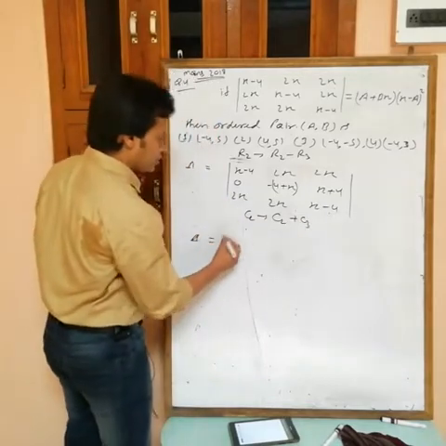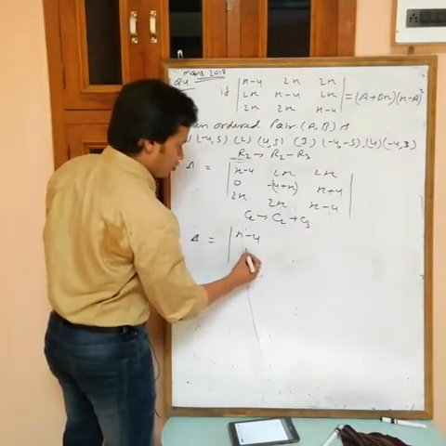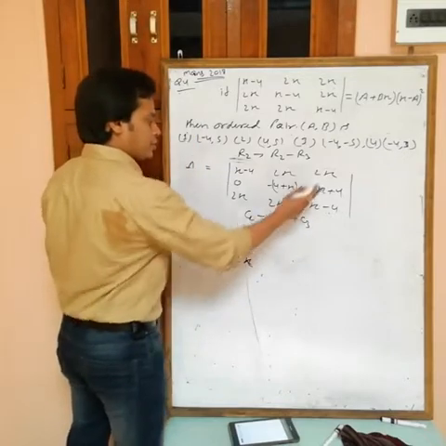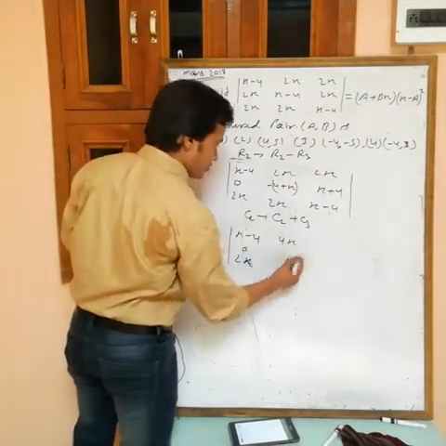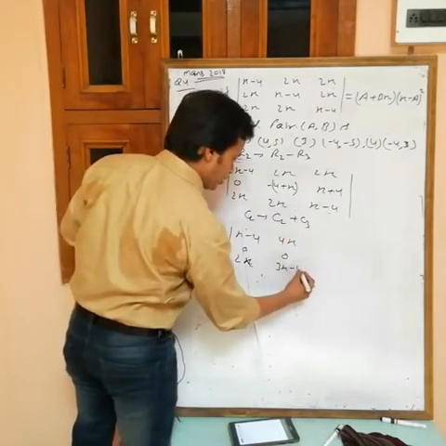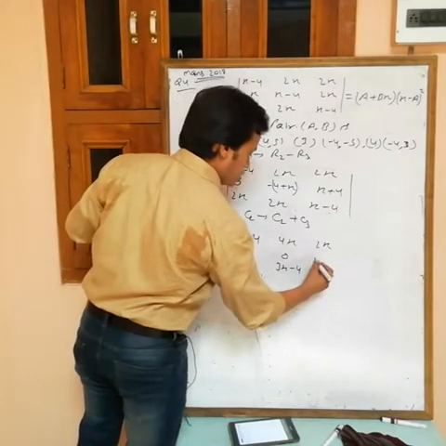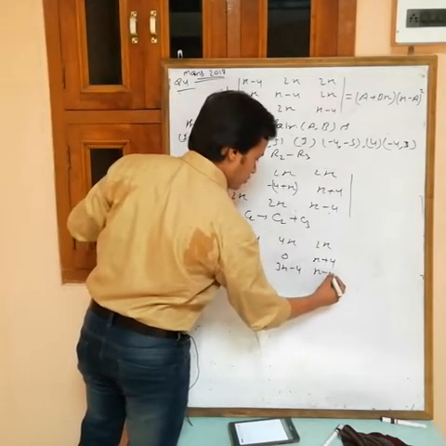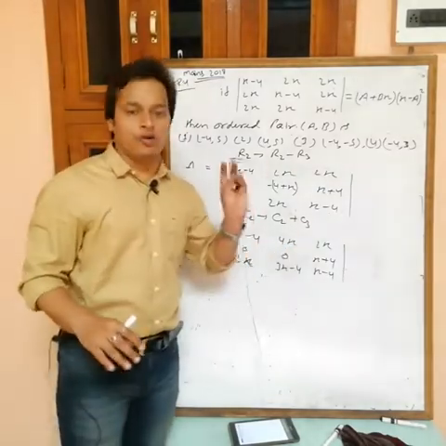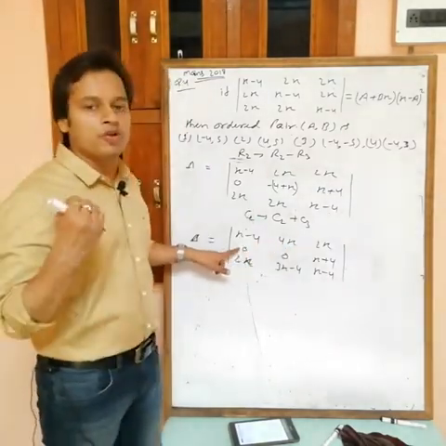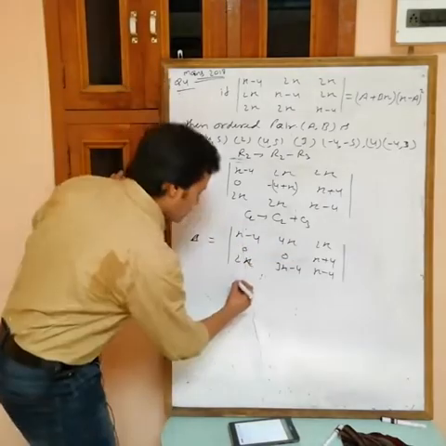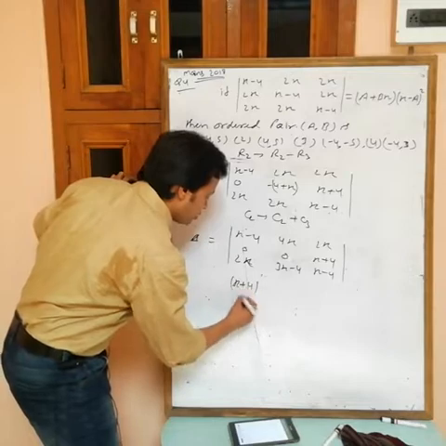The determinant is equal to x minus 4, 0, 2x. In C2 we are adding C3, so this becomes 4x. This one plus this one becomes 0. This one plus this one becomes 3x minus 4. Then 2x, x plus 4 and x minus 4. Now expand. I am expanding with respect to R2. Then 0 multiplied by its cofactor becomes 0, then again becomes 0, then x plus 4 multiplied by its cofactor.